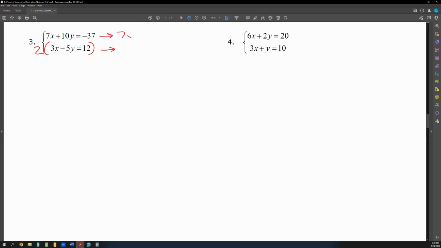So I'm just going to rewrite that top equation. 7x plus 10y is equal to negative 37. And then 2 times 3x is 6x. 2 times negative 5y is negative 10y. And 2 times 12 is 24. Now we can add these equations and our y terms cancel. 7x plus 6x is equal to 13x, and negative 37 plus 24 is equal to negative 13.